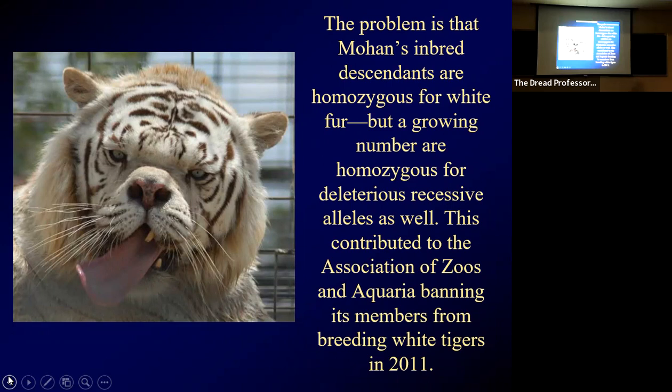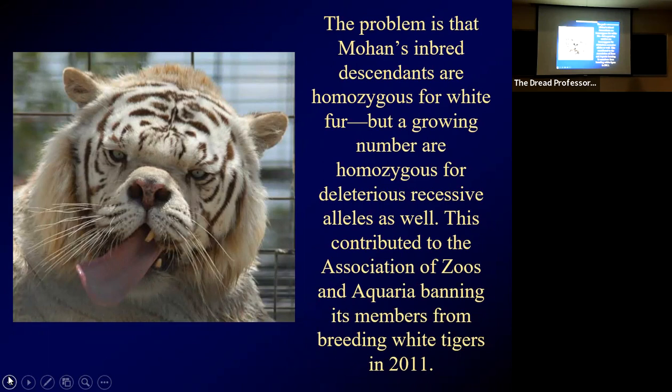Anyway, the problem is that Mohan's descendants, being descended from Mohan mating with his daughter and again with his granddaughter, they're homozygous for white fur. And if you breed two white tigers, you'll only get white tigers because they're homozygous for those alleles. But a growing number are homozygous for other recessive alleles that you don't want. So that's a white tiger with skull malformations that mean that he can't close his mouth.